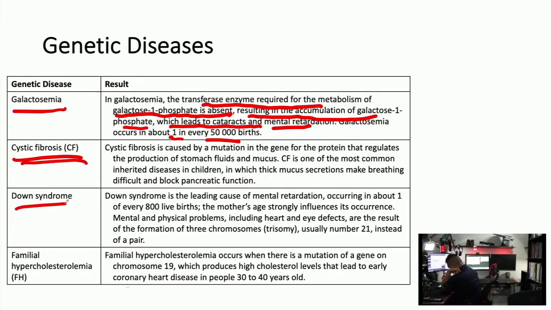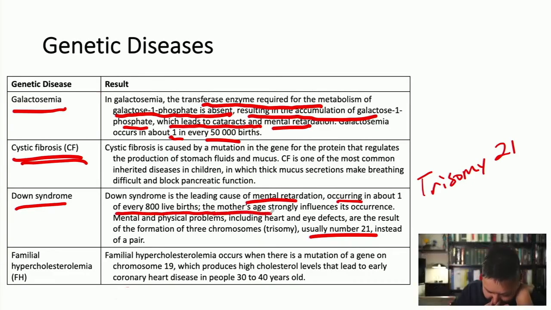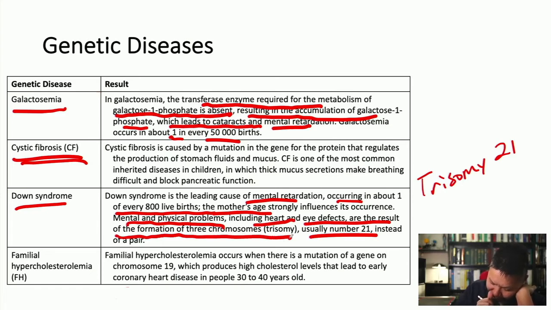Then there's Down syndrome, also known as trisomy 21. It involves the 21st chromosome, right? And it's a leading cause of mental retardation, occurring in about 1 in 800 births. The mother's age strongly influences occurrence. Mental and physical problems, including heart and eye defects, result, and it's the formation of 3 chromosomes at the 21st chromosome instead of 2. That's why they call it trisomy 21.